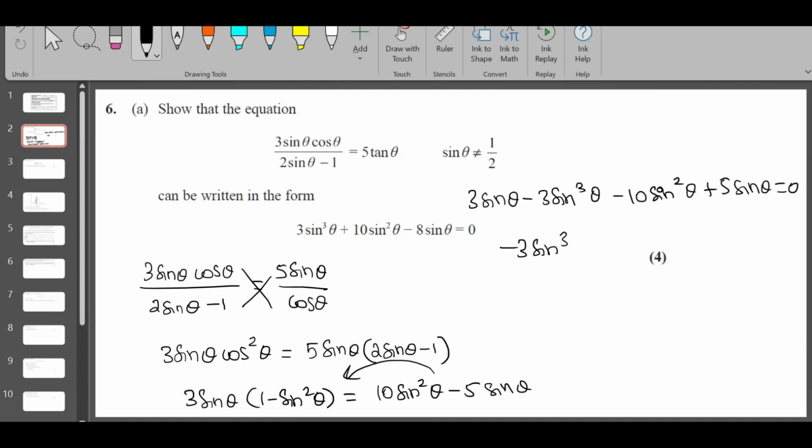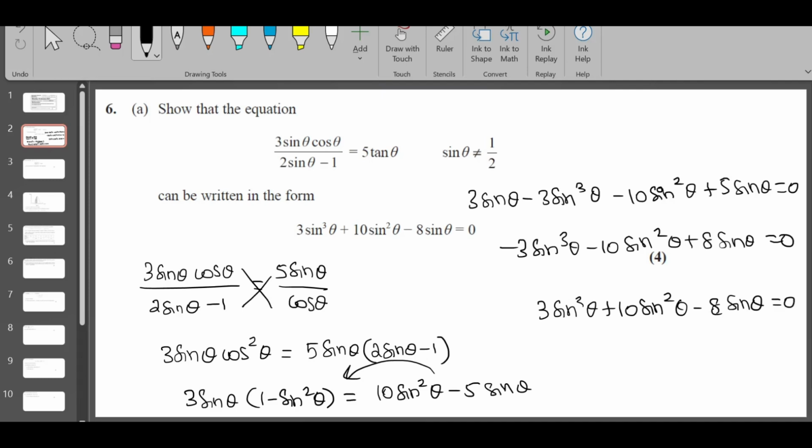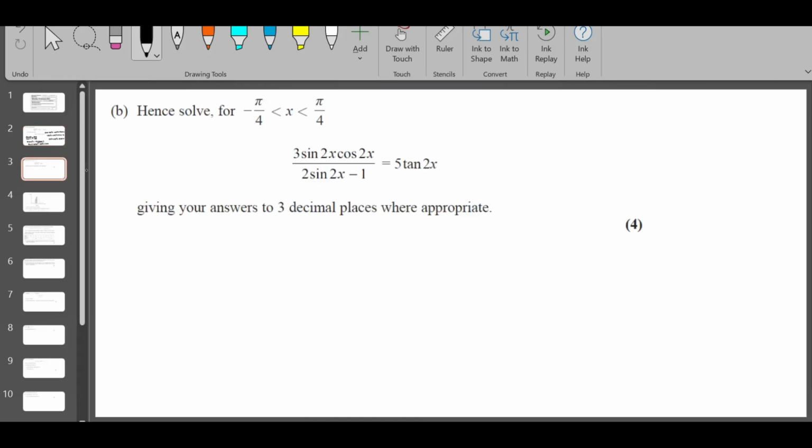Minus 3 sine cubed minus 10 sine squared, 3 plus 5 is plus 8 sine theta is 0. Multiply through by negative 1, and you get the answer already: 3 sine cubed theta plus 10 sine squared theta minus 8 sine theta is equal to 0. It's a 4-mark question. Part B now.